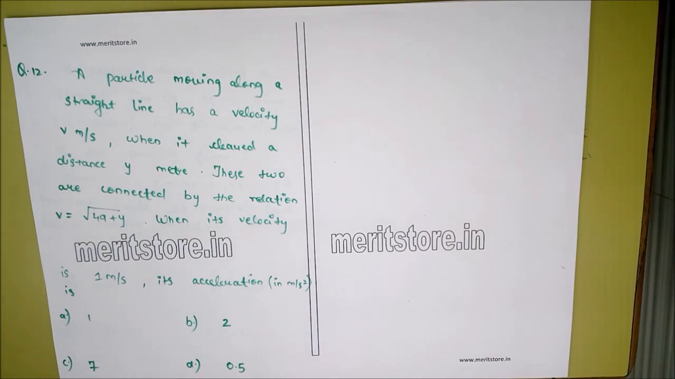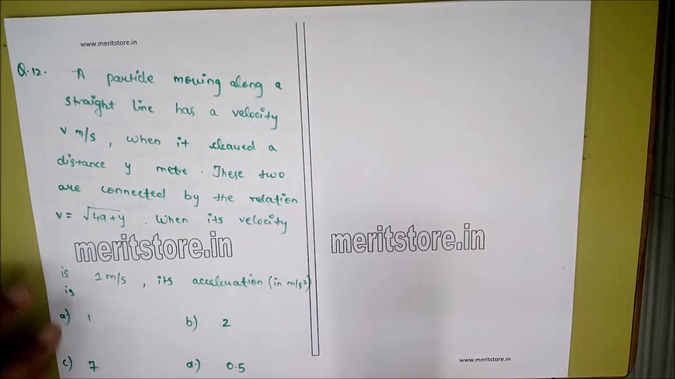A particle moving along a straight line has a velocity v meters per second when it has covered a distance y meter. These two are connected by the relation v is equal to root of 49 plus y. When its velocity is 1 meter per second, its acceleration in meters per second square is, the four options are 1, 2, 7 and 0.5.